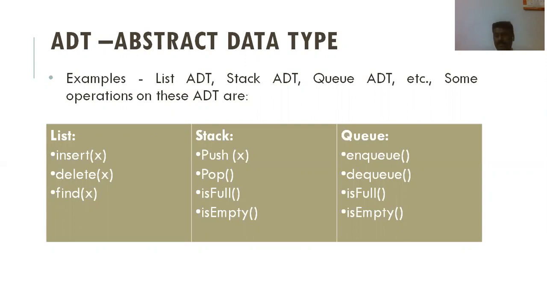And another one is the queue. Under the queue, the important operations are enqueue and dequeue. Enqueue is nothing but insert into the queue, and dequeue is delete from the queue, along with is full and is empty. These are some other important operations belonging to abstract data types.